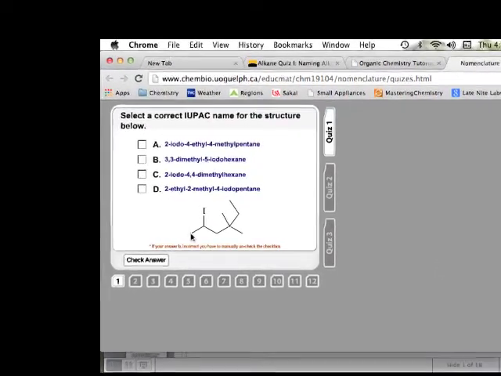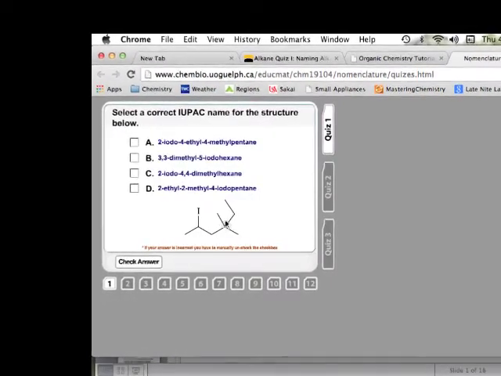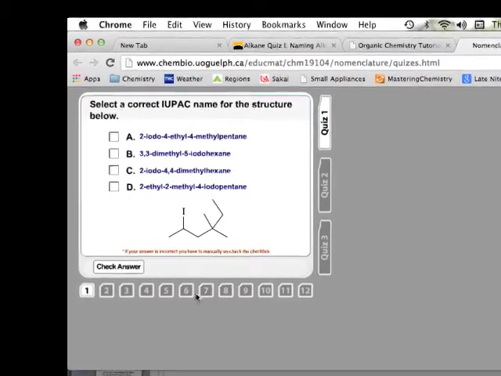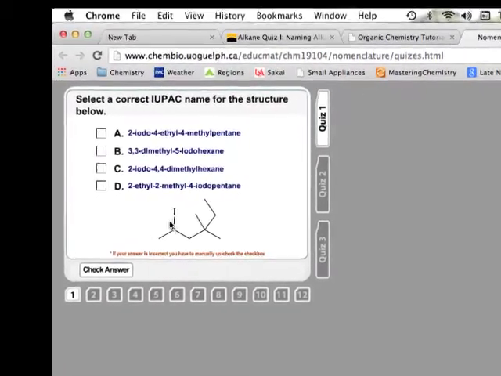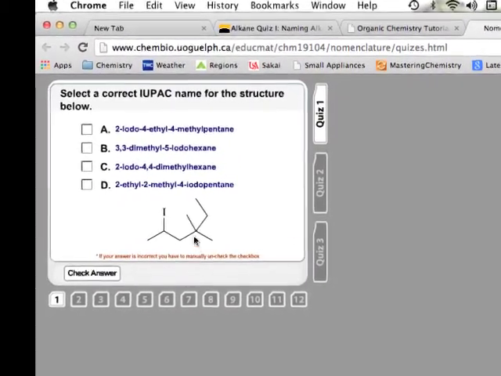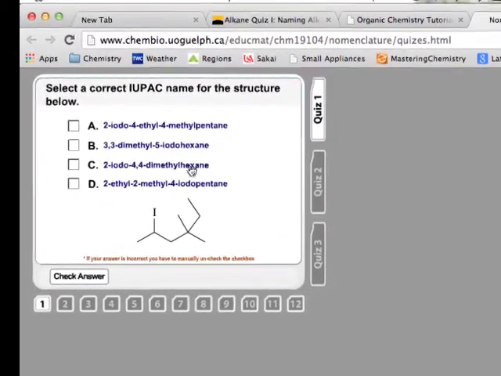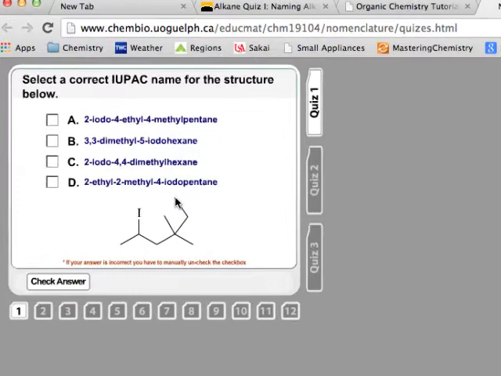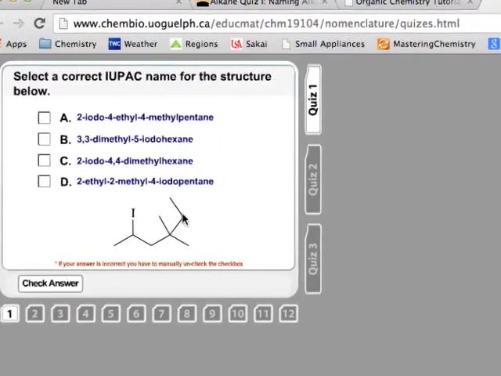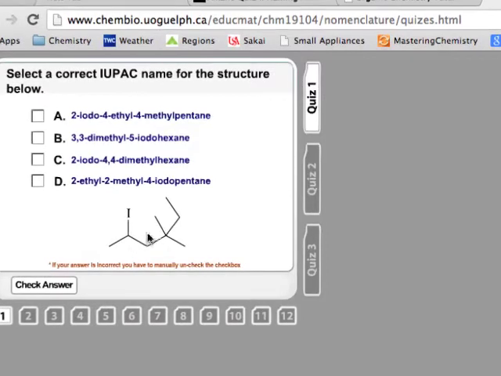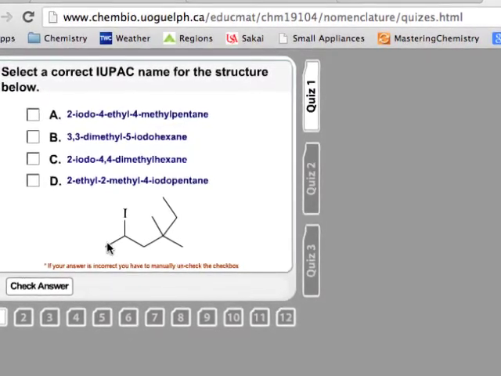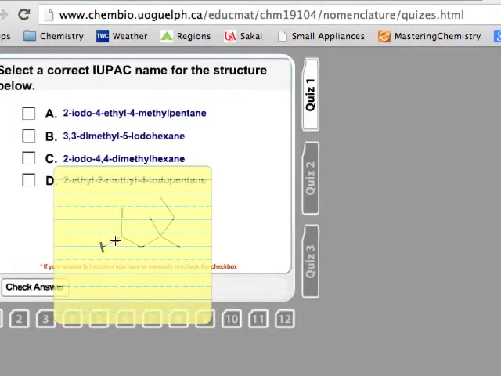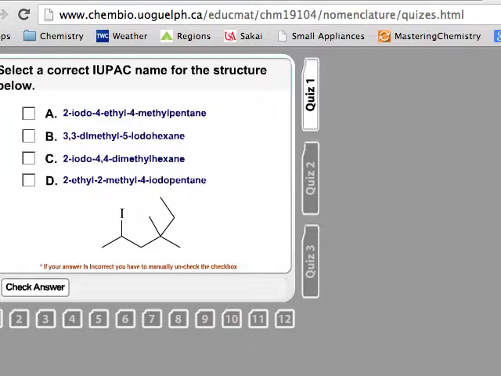If I look at this line drawing, I have 1, 2, 3, 4, 5, 6 in my longest chain. 1, 2, 3, 4, 5 would not be as long. So it should end in hex. So those are B and C as possibilities. All right. If I start counting my chain at this end, it'd be 1, 2, 3, 4, 5. So it'd be 3 and 5 for my substituents. If I start at this end, 1, 2, 3, 4. So the left-hand side gives me the smaller numbers for my substituents.